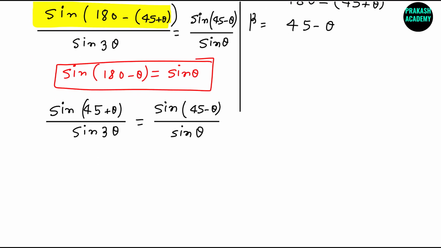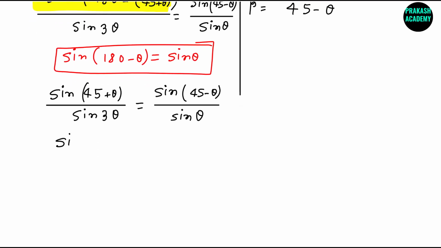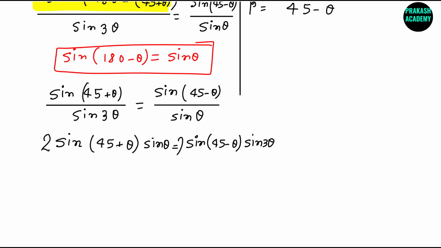Now let us multiply both sides. So we will have sine 45 plus theta into sine theta is equal to sine 45 minus theta into sine 3 theta. Now let us multiply both sides by 2.